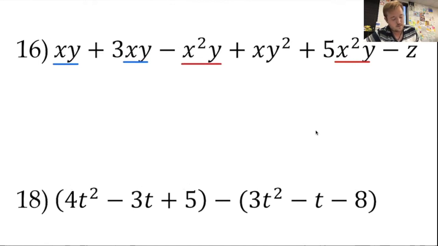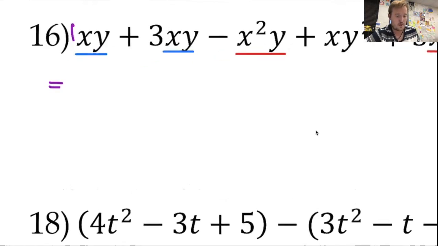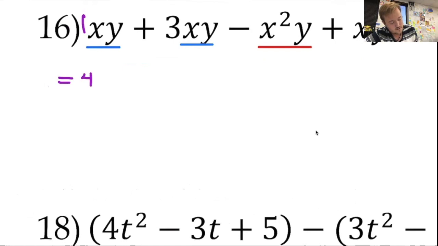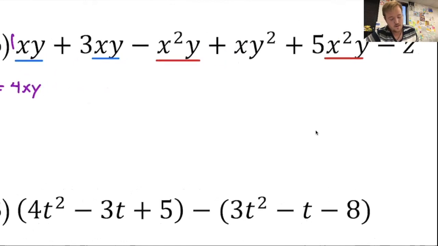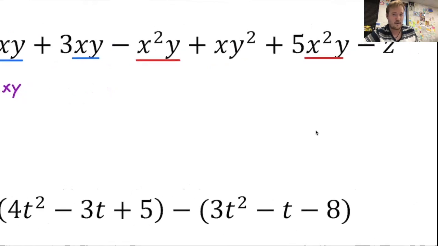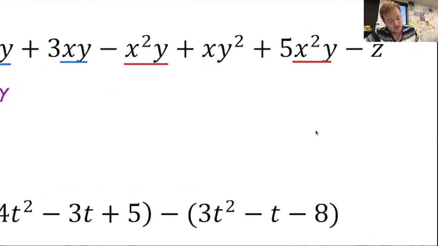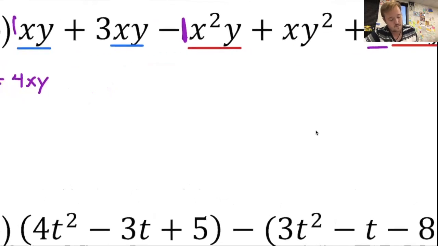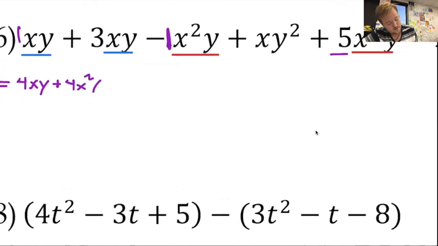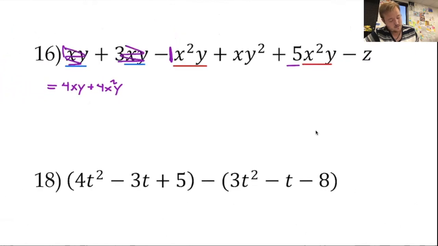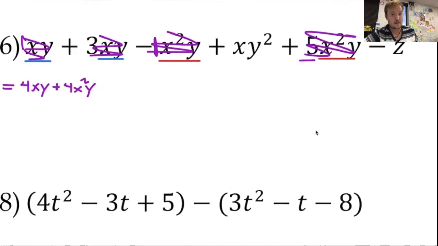So we have xy in the very front, so there's a 1 in the very front. So xy plus 3xy, so 1 plus 3, that gives us 4xy. And now we have negative x squared y and 5x squared y. So we have a negative 1 and a positive 5. So negative 1 plus 5 gives you a positive 4x squared y. So these are done, and these are done. So you can cross them off as you rewrite them if you want, because some of these might get a little lengthy, so you want to keep track of which ones you have left.